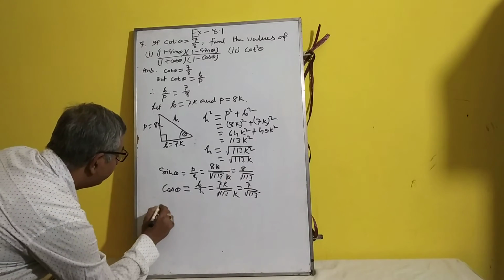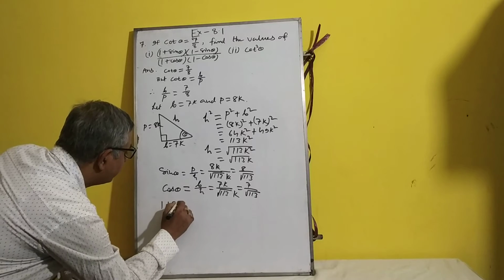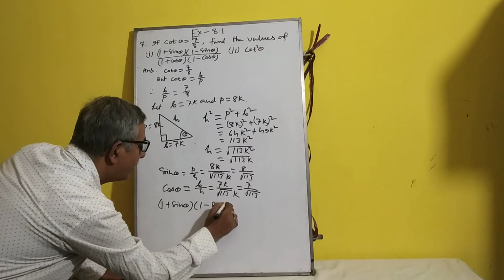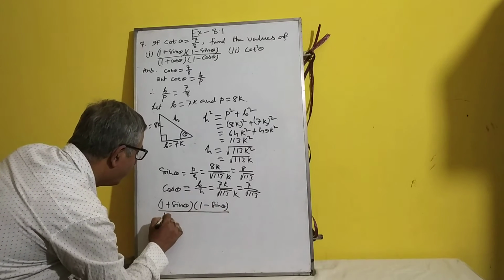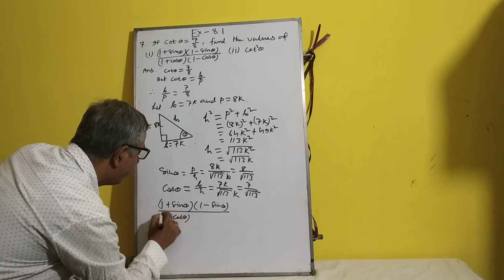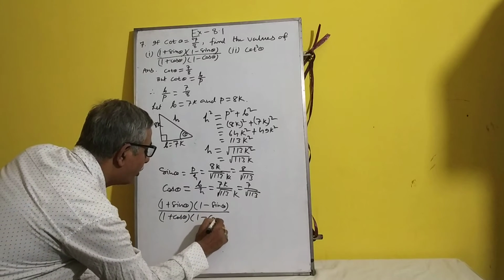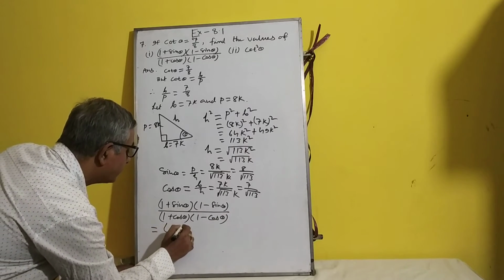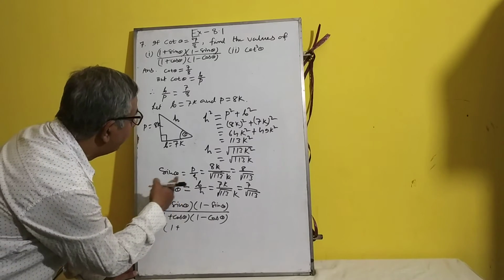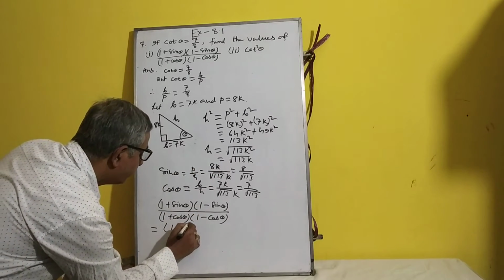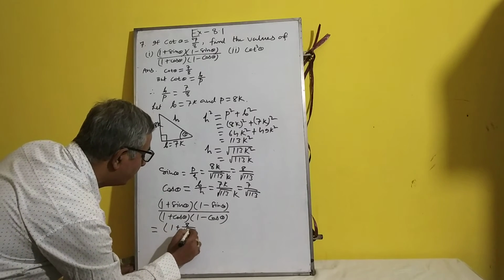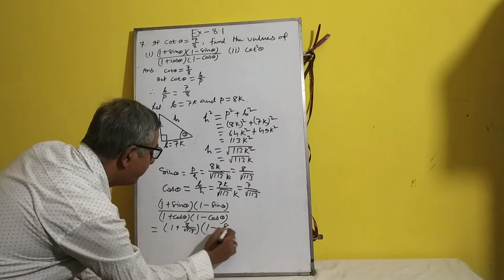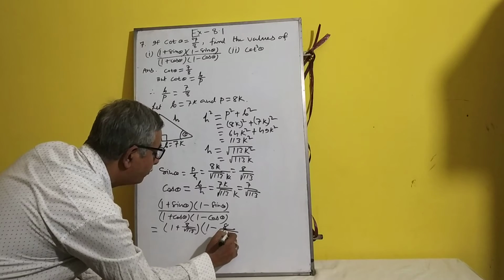Here: 1 plus sin theta into 1 minus sin theta, by 1 plus cos theta into 1 minus cos theta. Now you put the value. 1 plus, instead of sin theta we got the value 8 by root under 113, times 1 minus 8 by root 113.